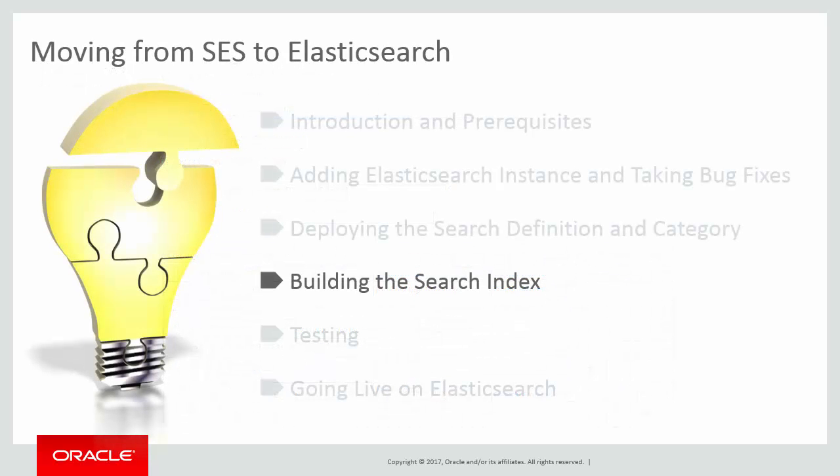This section describes how to manually build your Elasticsearch index. Oracle recommends that you build your index automatically using the ACM template. See the Spotlight Series training, Deploying Elasticsearch, for details. You can also build your search index manually, which is covered in this section.